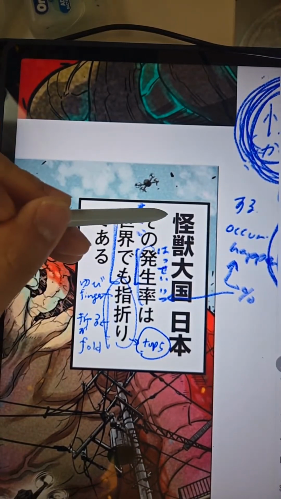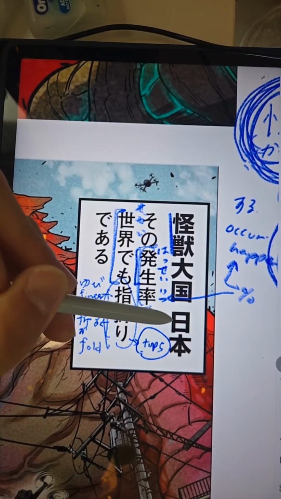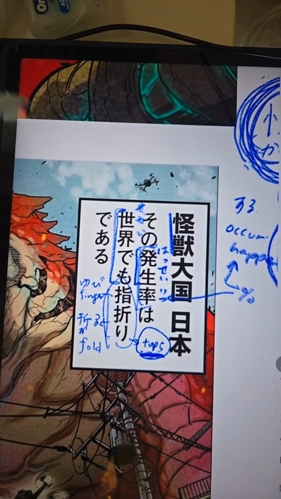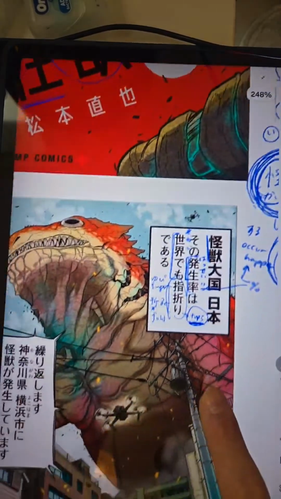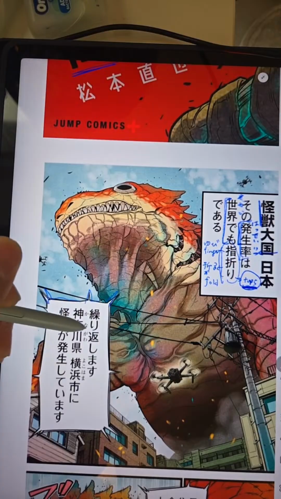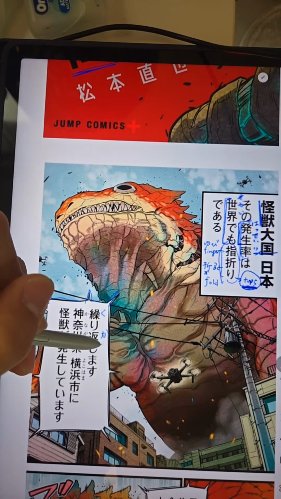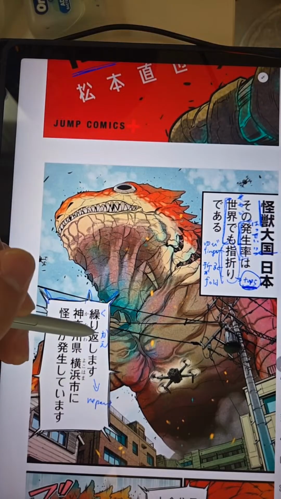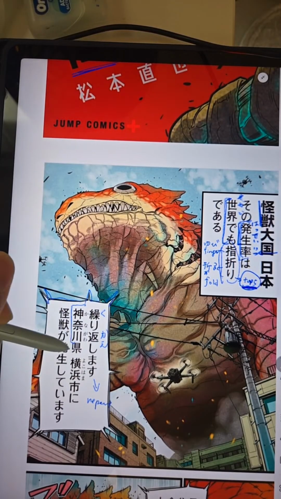Kaiju monsters occur in Japan so often that Japan is one of the top 5 countries that has monsters. Okay? はい。繰り返します。So this is an announcement being made in the city. 繰り返します。繰り返す is to repeat. So the announcement is saying, I'll repeat. 神奈川県、神奈川 prefecture 県、神奈川 prefecture、横浜市、横浜 city に怪獣が発生しています。Again, 発生する, occur, happen.